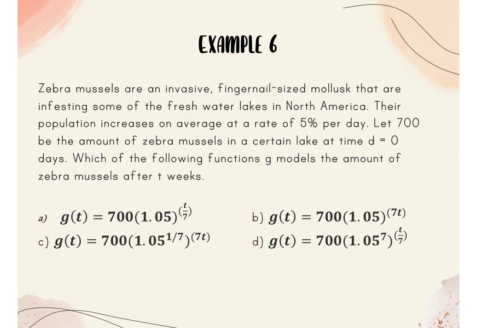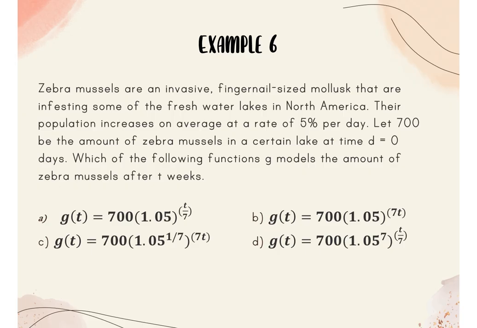All right, last question for today and for the content for 2.5 is example 6. Zebra mussels are an invasive fingernail-sized mollusk that are infesting some of the freshwater lakes in North America, just in case you needed to know that. Their population increases on average at a rate of 5% per day. Let 700 be the amount of zebra mussels in a certain lake at time d equals 0 days. Which of the following functions, G, models the amount of zebra mussels after t weeks?